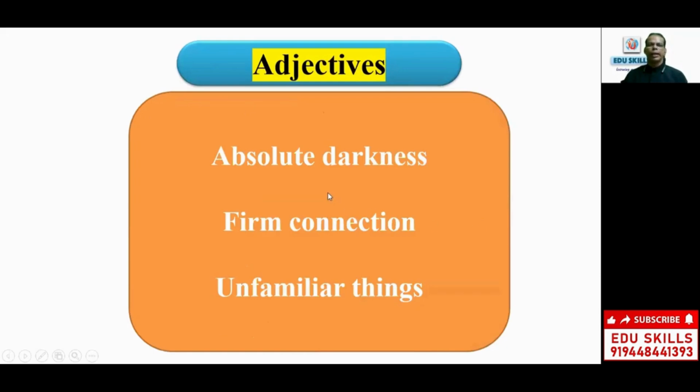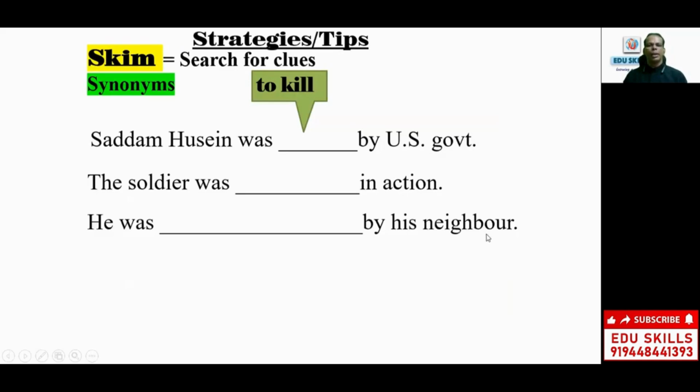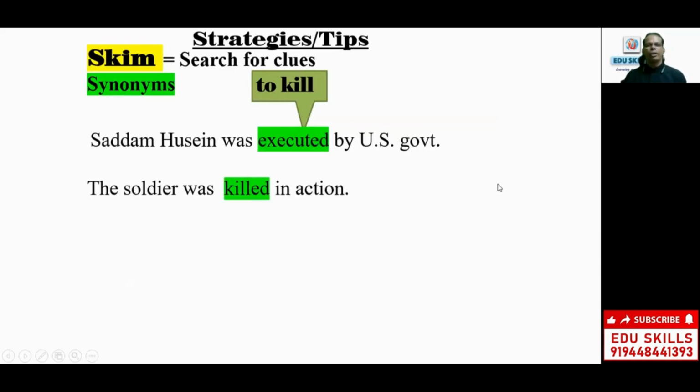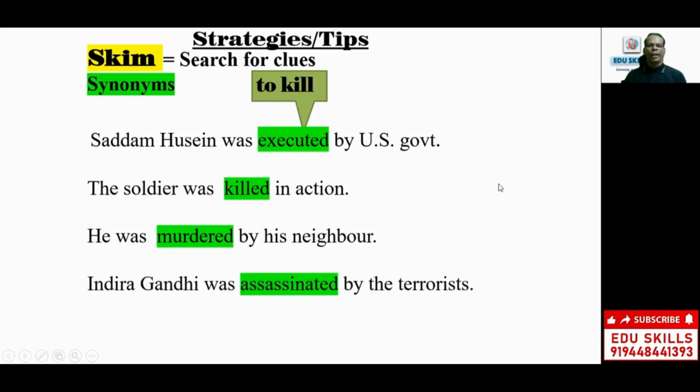Okay, there is a spelling mistake. I'll correct it. Absolute darkness, adjectives. Absolute is the adjective. Firm is the adjective. Unfamiliar is the adjective. So absolute darkness, firm connection, unfamiliar things. We don't have many adjectives here. And also, I just want to recall these things. Be focused on these synonyms and synonymous language.